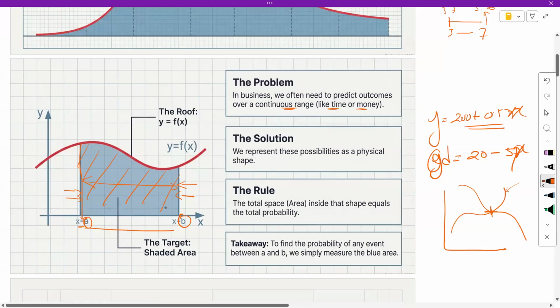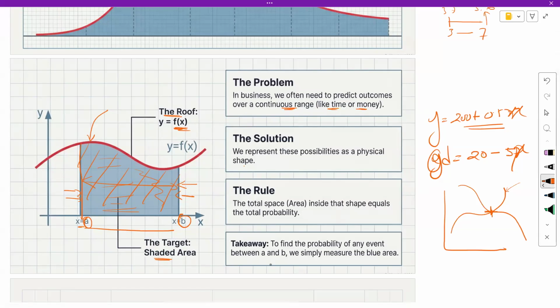Understanding this foundation is very important. Here, this graph is a roof. The roof, y equals f(x), a function of x, right? Then our objective of this session is to find out the shaded area, the area under any given curve.